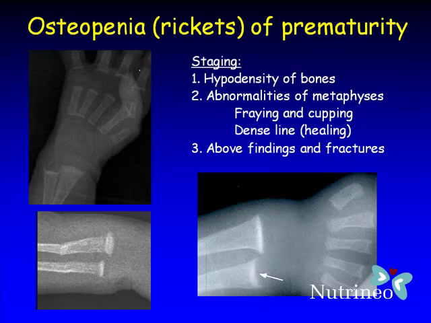Our babies have small bones. Fractures occur with the routine care that they give, and a lot of times they will occur independent of actually having rickets.